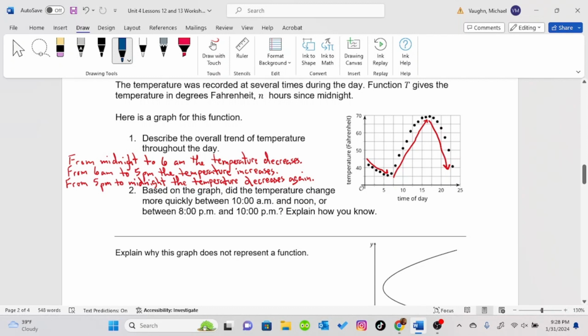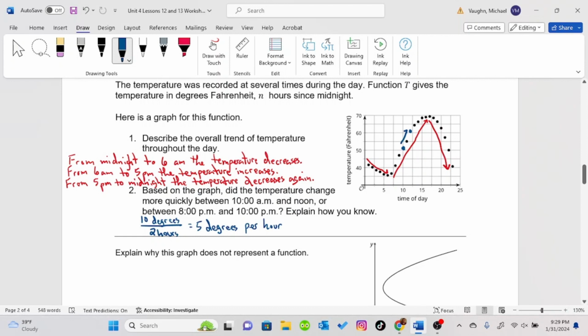Well, from 10 a.m., this point right here, to noon, this point right here, we see an increase of about 10 degrees in 2 hours. So that's 10 degrees divided by 2 hours. So that's 5 degrees per hour.